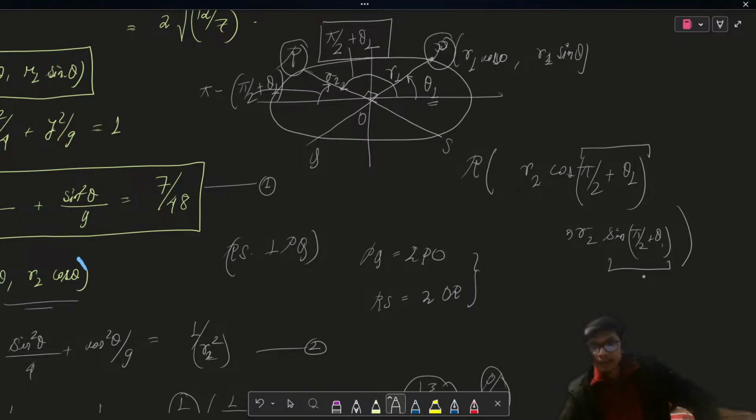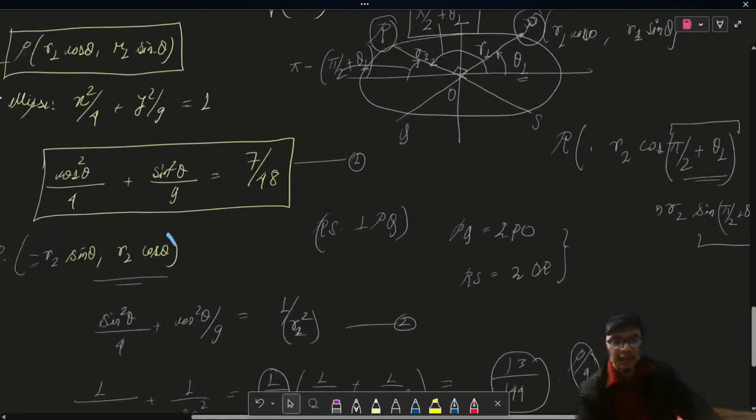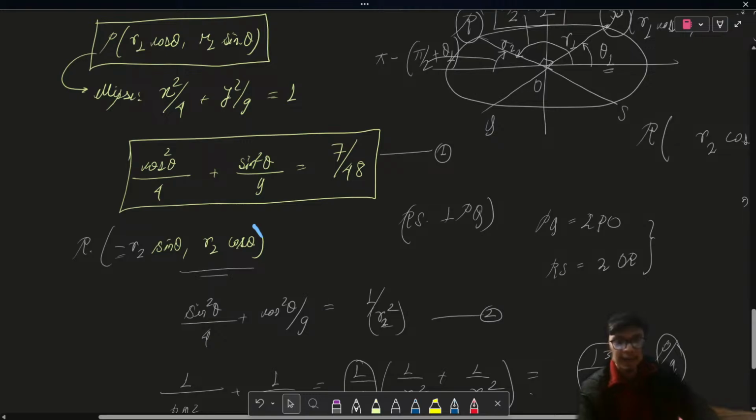Since cos of pi by 2 plus theta becomes negative, please take all this modification into account, and that's why we have directly mentioned my point R as minus R2 sine theta comma R2 cos theta. Is this part clear, TV gaming?